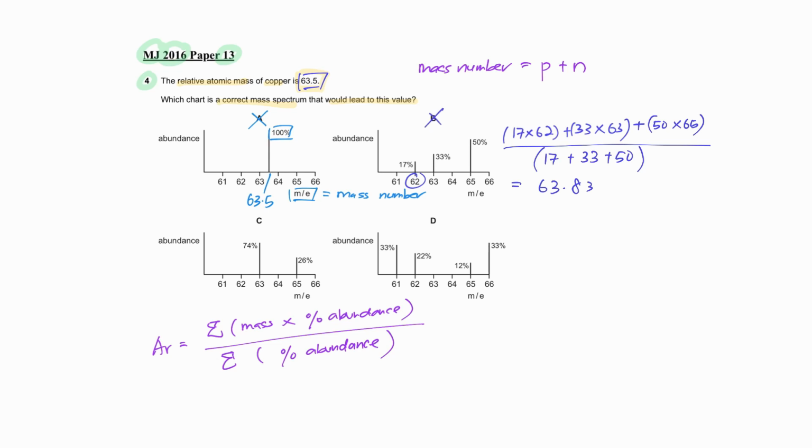So next, we'll go for C. For C, we will have 74 times 63, plus 26 times 65, over the total percentage abundance. With this, we'll get 63.52 as the answer. So it matches this 63.5. So the answer is C.